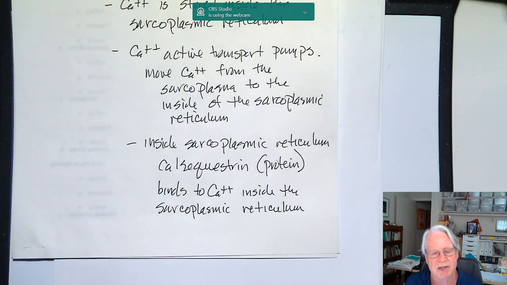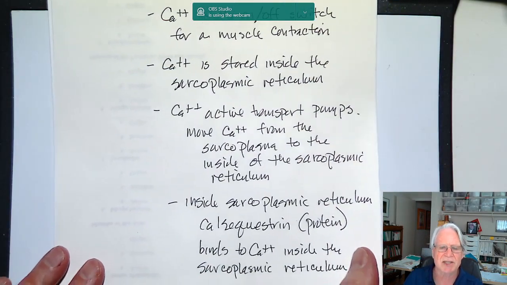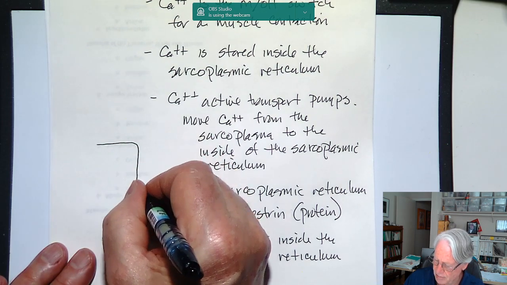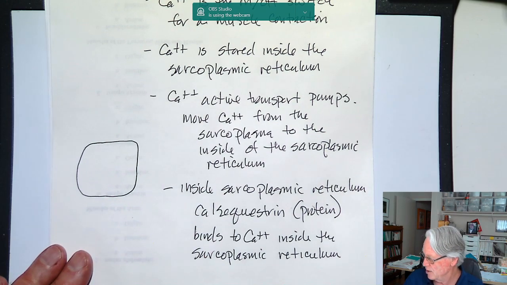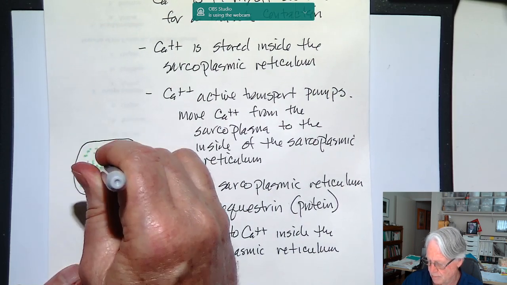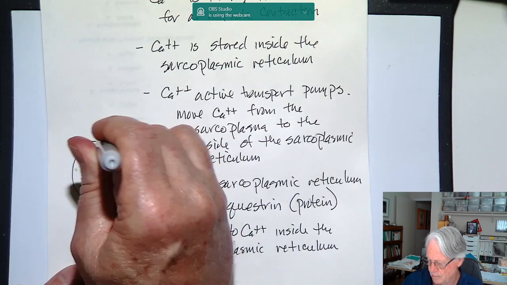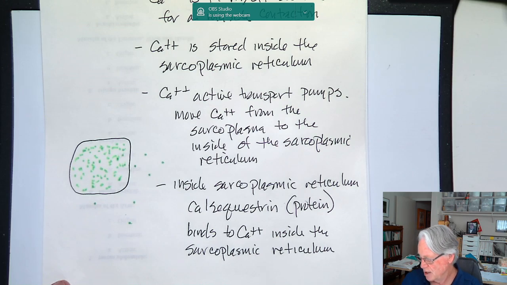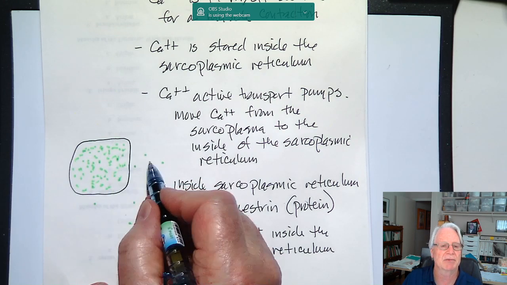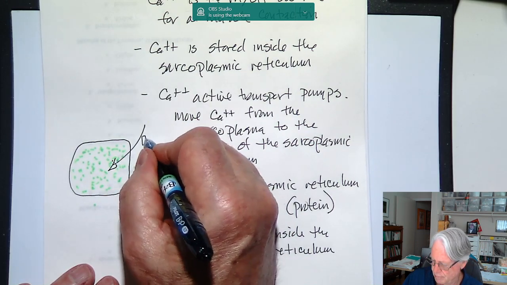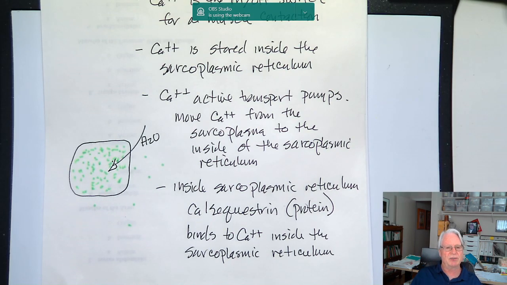Why do we have this molecule? Because we have a problem. Consider: the concentration of calcium inside the sarcoplasmic reticulum can be 10,000 times greater than in the sarcoplasm. That's a lot. So if you have a space with a lot of calcium in it, and we have very little out here, and calcium is not going to be able to cross that selectively permeable membrane, what's going to happen? Water is going to move into that space.